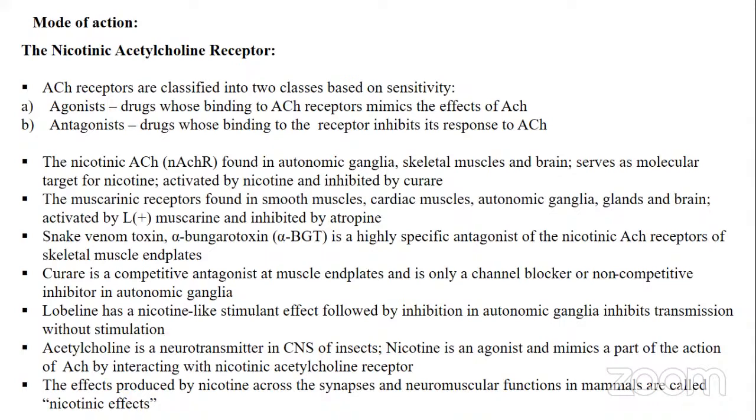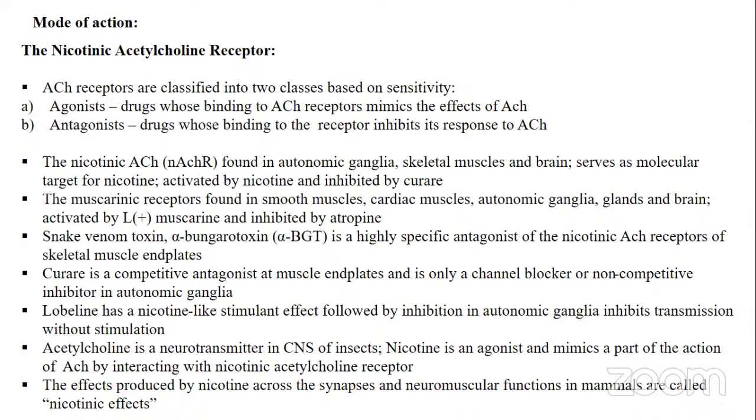And coming to the other part, the nicotinic acetylcholine receptor is found in autonomic ganglia, skeletal muscles, and brain, and serves as the molecular target for nicotine, activated by nicotine and inhibited by curare. The muscarinic receptors are found in smooth muscles, cardiac muscles, autonomic ganglia, glands, and brain, activated by L-muscarine and inhibited by atropine.